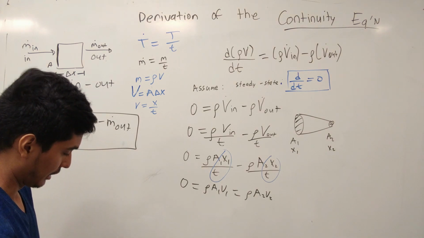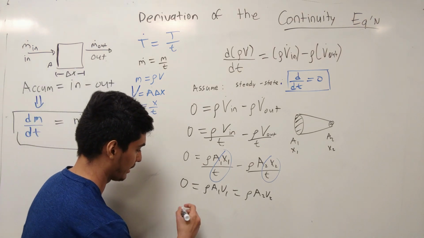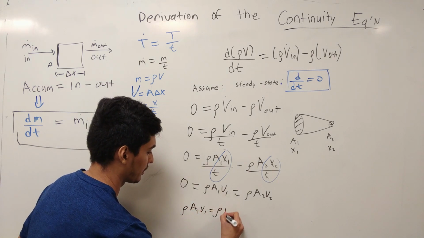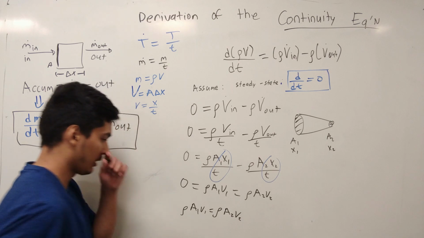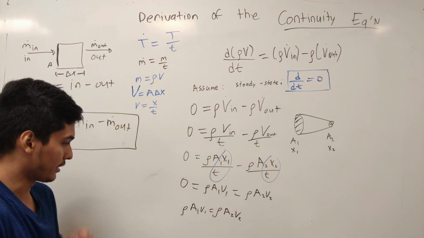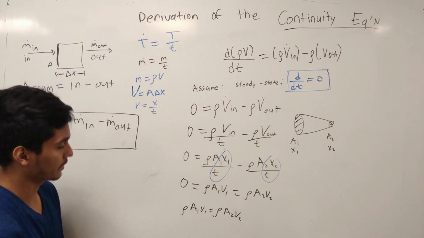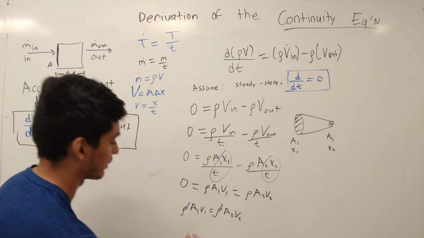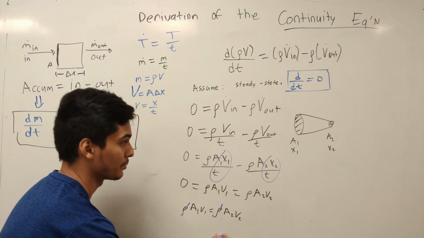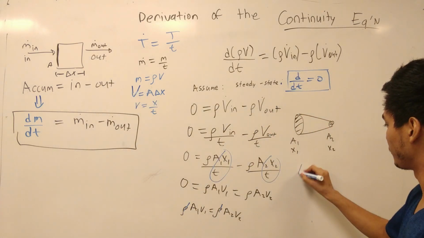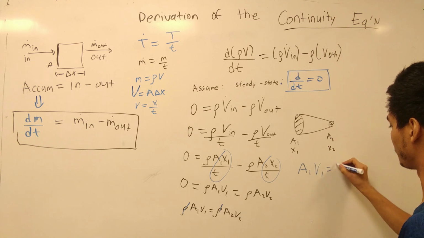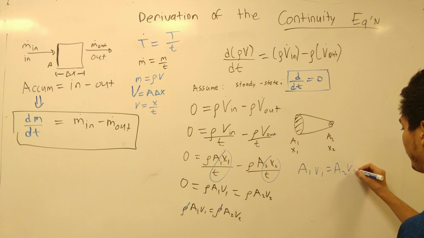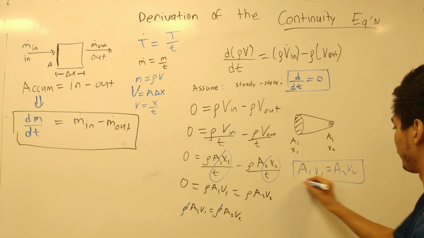And so if we move these to the other side, we're going to get that rho A1 v1 equals rho A2 v2. Okay, that's pretty interesting. And finally, if we assume constant density, we can cancel out these guys, and we're left with the continuity equation. Y'all can see that. I'll put it right over here. A1 v1 equals A2 v2. So these are lowercase v's for velocity. So this is the continuity equation.